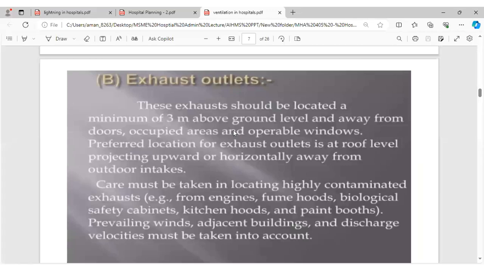Exhaust outlets: these exhausts should be located a minimum of 3 meters above the ground level.